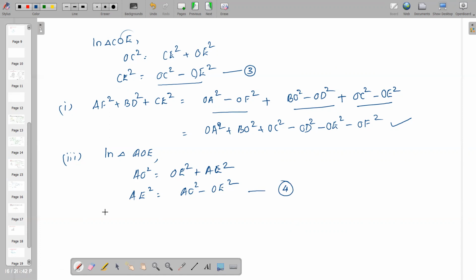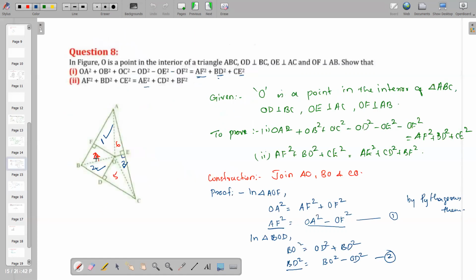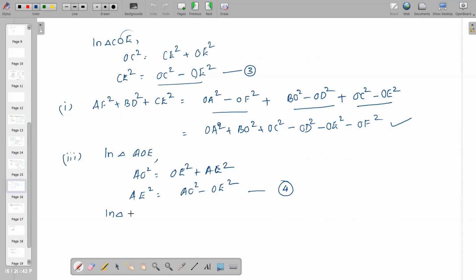Next one. Which triangle do we need to take? BOF, this one. BOF we have to take. In BOF, what will we get? BO square is equal to OF square plus BF square, but we need BF. So we can write BF square is equal to BO square minus OF square. Okay. So that is equation 5 here.